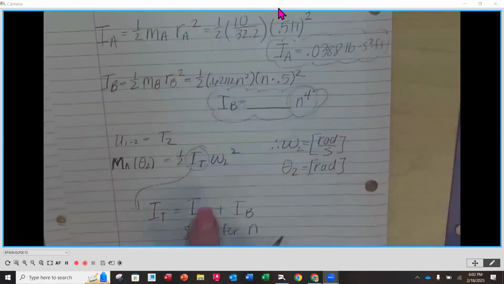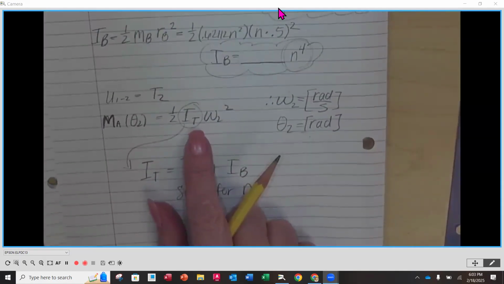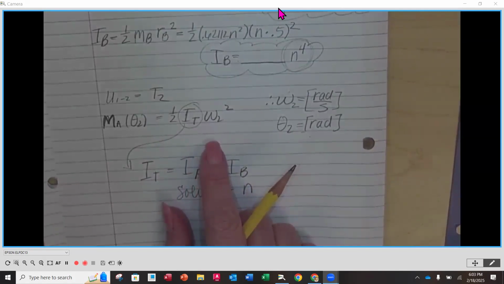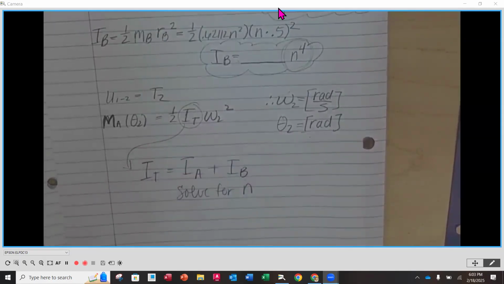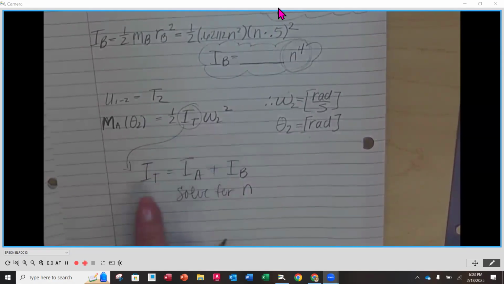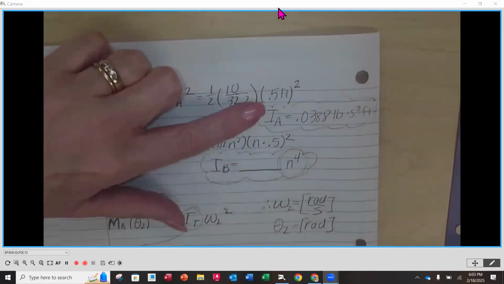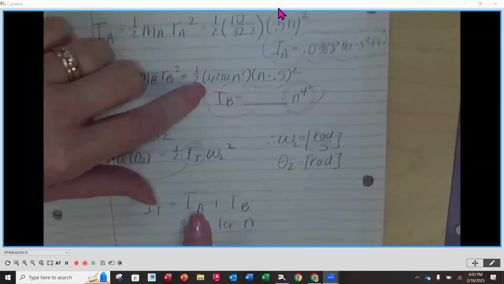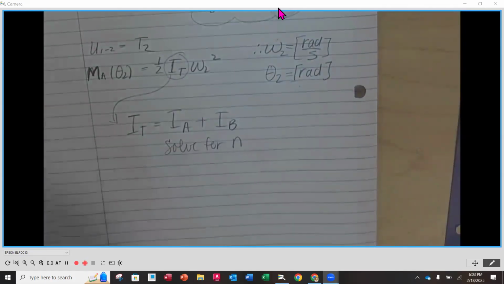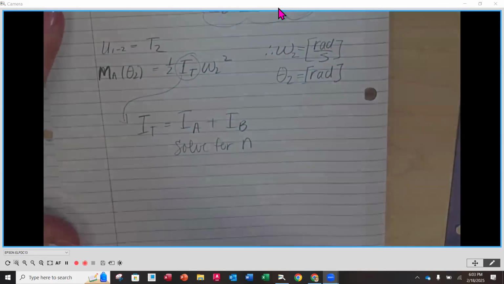If you try to plug the A and the B in here, I tried it 3 times and I just kept getting lost in all the decimal places and the numbers. I just found that this was the easier way to go. So I would solve for my actual value of my total moment of inertia, then set it equal to this plus this, and then solve for n at this point. It's a lot easier than the headache.